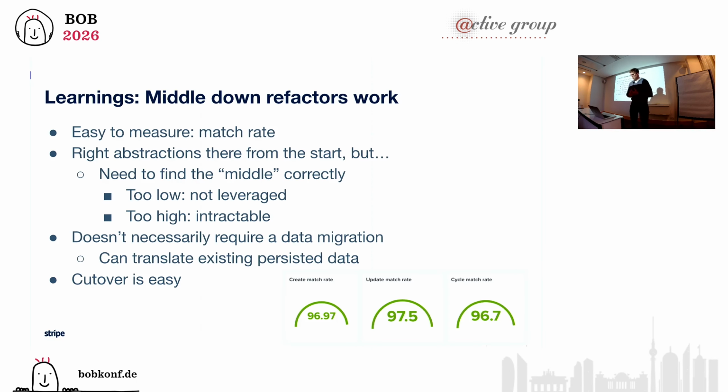So, some learnings from this journey. One is middle-out refactors work. As I said earlier, this match rate is really cool to measure your progress. So we had these progress measure circles, whatever you call them, that showed us where we were at. And we built a bunch of tooling to inspect mismatches and things like that. Another learning is that it's actually not that easy to find the middle. If you go too low, then you're probably back into not introducing the leveraged abstractions early. If you go too high, you will end up with this problem that you have to rewrite too much at once, and so you're stuck.